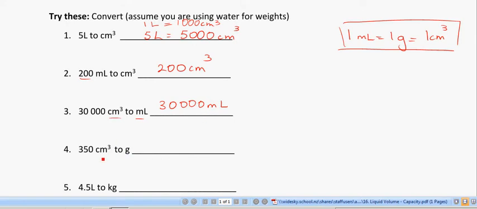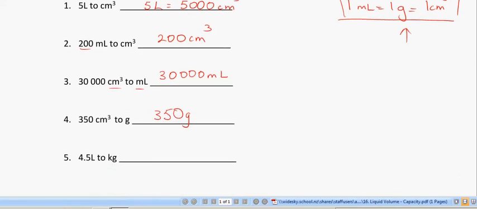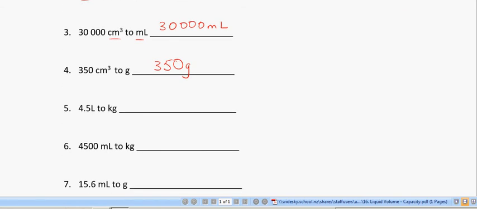Okay, and the next one is centimetres cubed to grams. So 1 centimetre cubed is 1 gram, so 350 grams. Okay, litres to kilograms. Now we know that 1 litre is 1 kg, so 4.5 litres will be 4.5 kg.